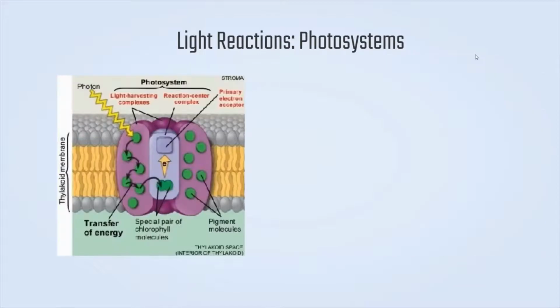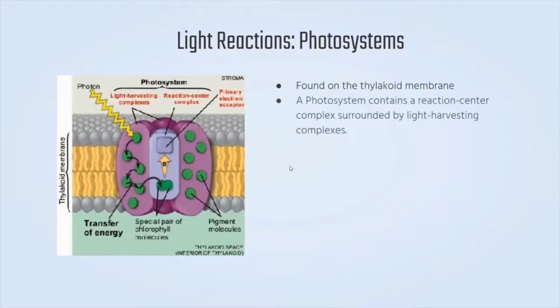So the first step of photosynthesis is the light reactions, and they are called light reactions because they depend on the presence of light in order to work. And first we have to talk about what photosystems are. Photosystems are found on the thylakoid membrane and they are embedded within it. And they consist of a reaction center complex, which is surrounded by light-harvesting complexes. So the reaction center is this thing in the middle, whereas the light-harvesting complexes surround it.